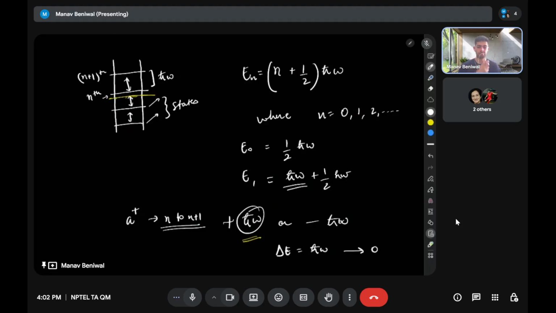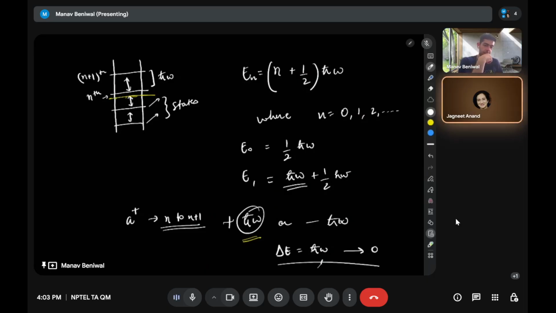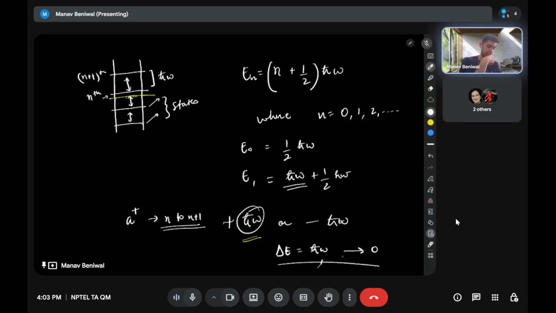Correct? So when can we take this limit? Classically we can take this limit because this h cut is very small. It's already 10 to the minus 34. For a particle whose de Broglie wavelength is much smaller compared to its size, then we can take this limit that delta is 0 and consider this to be a continuum.